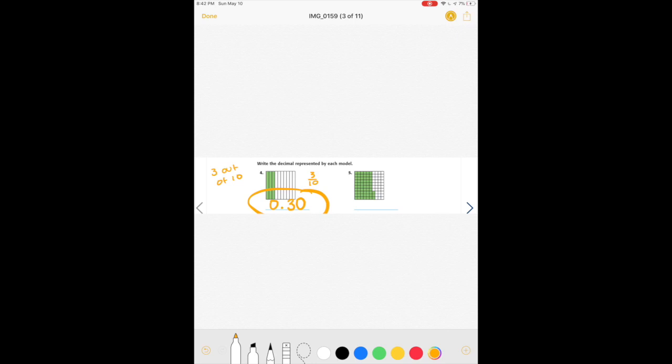Now for this one, there are 0 ones. Don't forget your decimal point. Then there are 0 tenths that I see. But if you notice, there are tens colored in a different way. This is a whole 10. So we have 1, 2, 3, 4, 5, 6, which is 60. 1, 2, 3, 63. Well, this is my tenths and this is my hundredths, so 63.